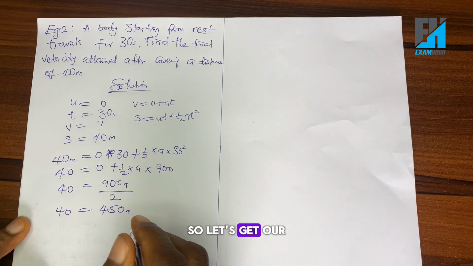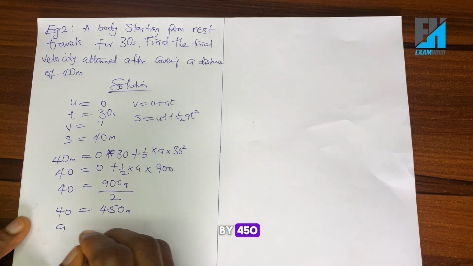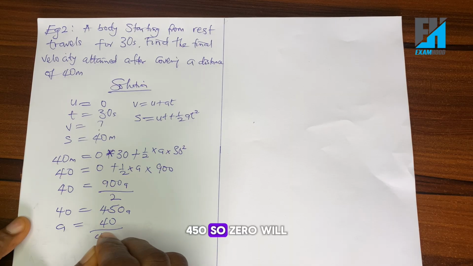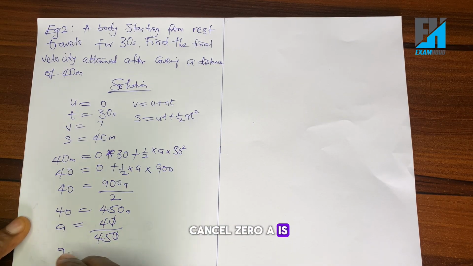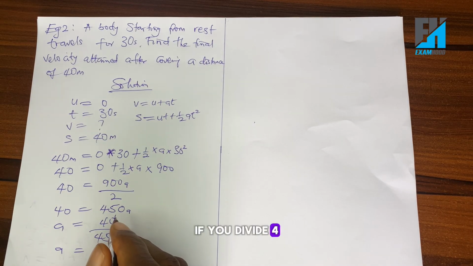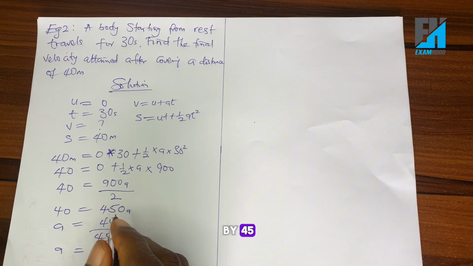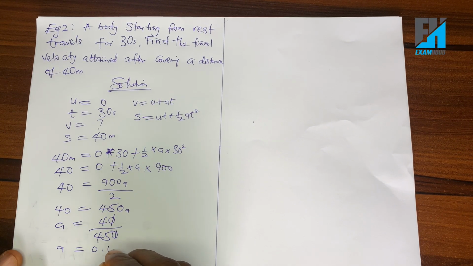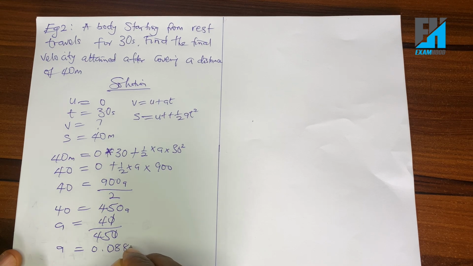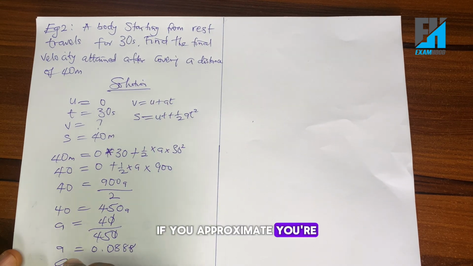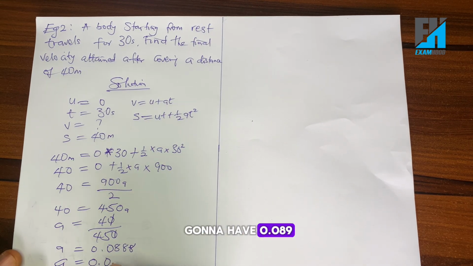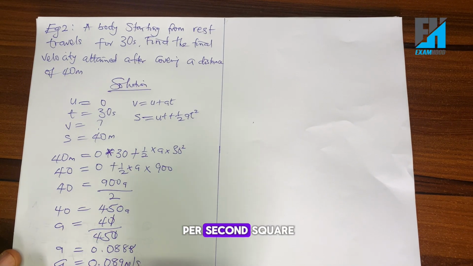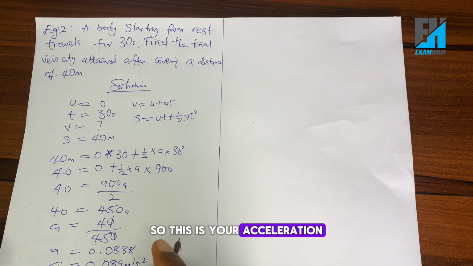So let's get our a. Divide both sides by 450. a is equals to 40 divided by 450. So 0 will cancel 0. a is equals to 4 divided by 45, and we're going to have 0.08888. If you approximate, you're going to have 0.089. That's the acceleration, in meters per second squared.